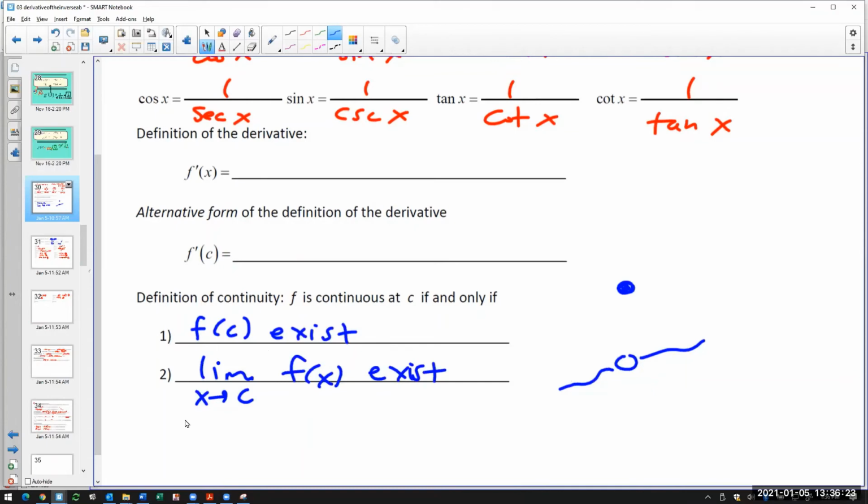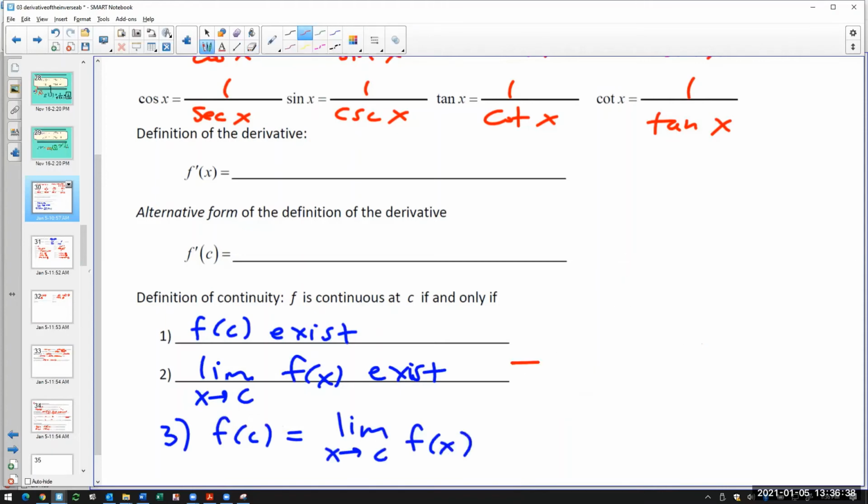But for a function to be continuous, the dot must be in the limit. Does that make sense? So then we say f of c must be equal to the limit as x goes to c of f of x. Okay, I'm going to write this in red. On number 2, there's another way to write this, and that is the limit coming from the left is equal to the limit coming from the right.